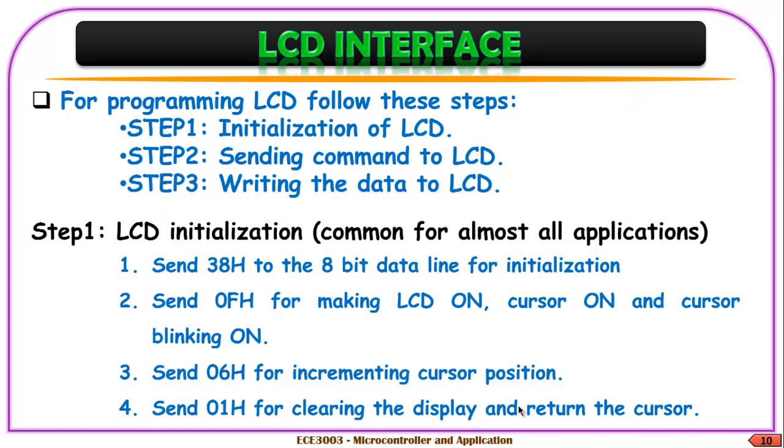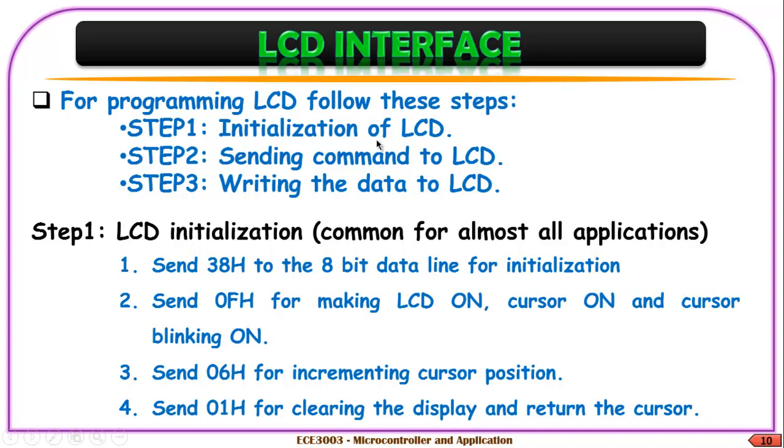I have an 8-bit microcontroller and I have an LCD screen with me. How do I program after making an interconnection between these two as per the circuit diagram shown before? After making the interconnection, I have to program the 8-bit microcontroller to display some information on the LCD screen. Here is the list of steps you need to follow to program the LCD. It's a very simple 3-step process. The first is initializing the LCD. Second is sending a command to the LCD. Third is writing data to the LCD.